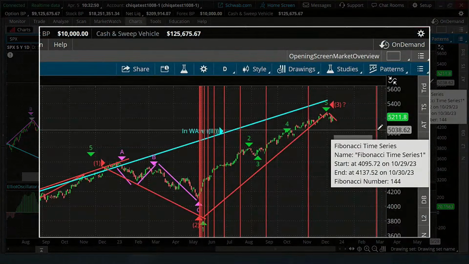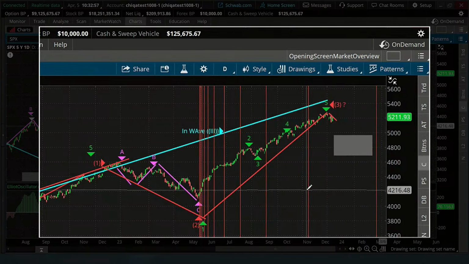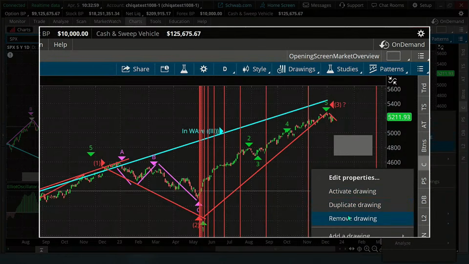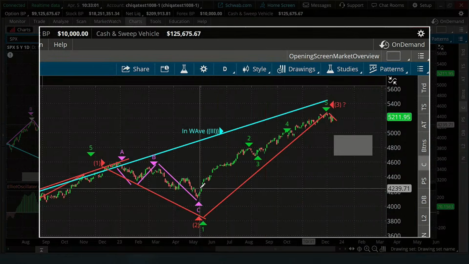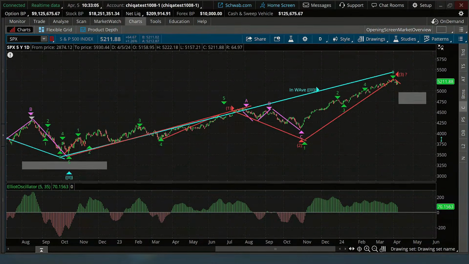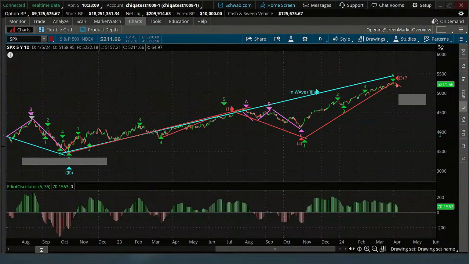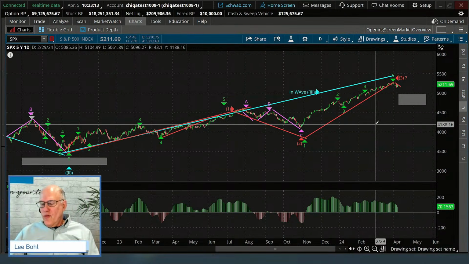Okay, so anyway, I thought I would show that. Sometimes it lines up pretty well, sometimes it doesn't. But it gives you a place where certain things, time-wise, might be able to happen. All right. So the question is, are we in wave 4 or not?